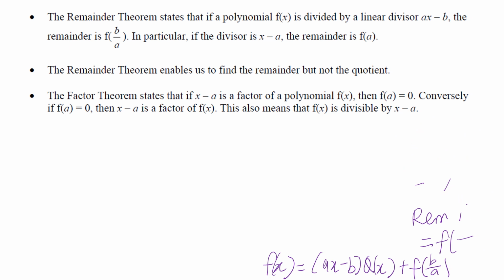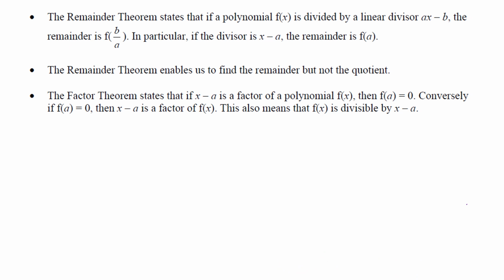And how do you get b over a? How do you get the value for b over a to substitute into f of x? The value is found by letting your divisor equal 0. And you will have ax equals b, and divide by a on both sides, x equals b over a. So this is how you find the value to substitute into your f of x.